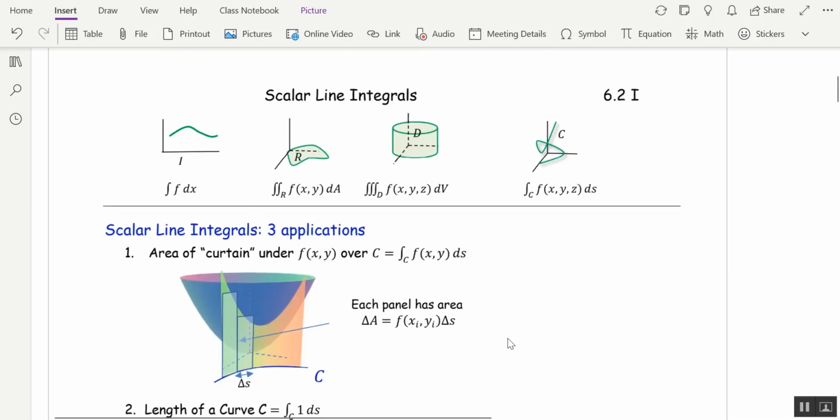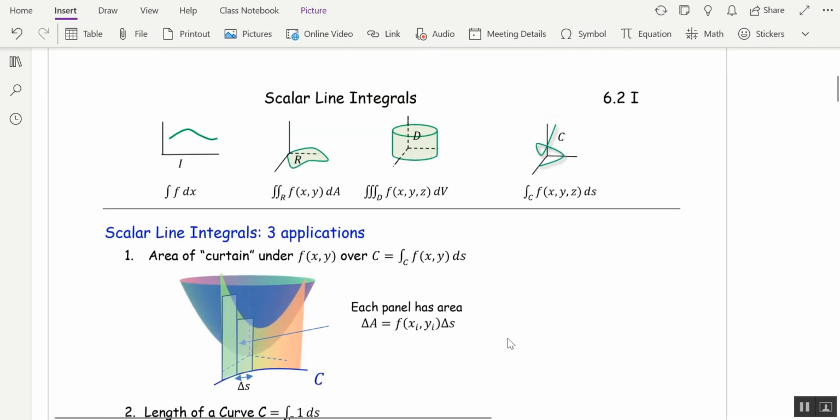Today we're going to learn how to integrate scalar valued functions over curves. So what is that? Before I can answer that, let's go back and see what we know how to do. If we have an interval I on the real line, we can integrate a function over that interval, and it's pretty straightforward. If we have a function f of x y, imagine it maybe being a surface in space, we can integrate f over a region in the plane.